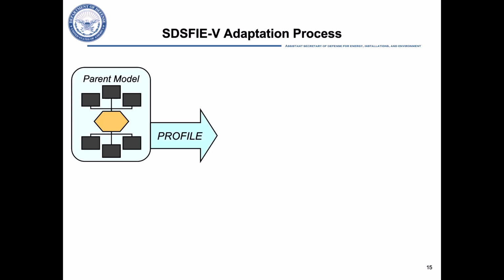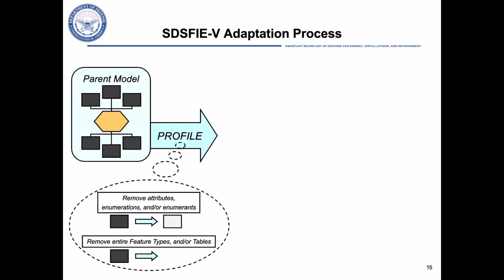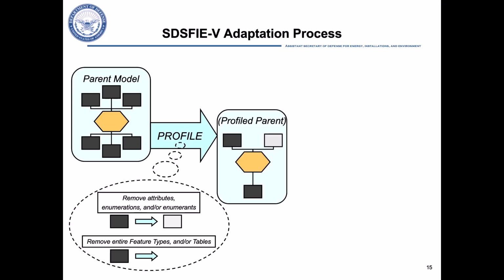The first step in the process is to selectively profile elements from the parent model. The bubbles depict the selective profiling of elements, including entire feature types and object tables, as well as non-mandatory attributes, enumerations, and/or enumerants from the parent model. The result of profiling actions that include removing 3 entire entities and removing lower-level elements from within one of the retained entities is an intermediate profiled parent model.